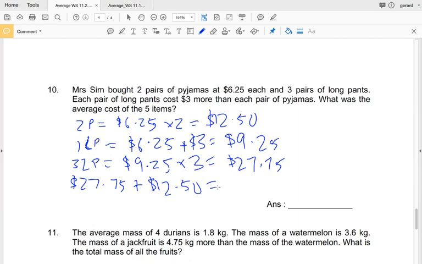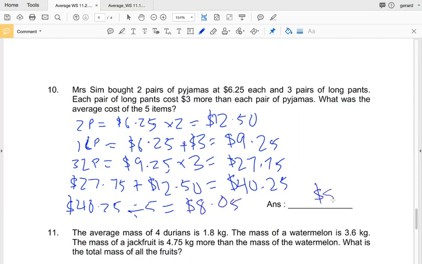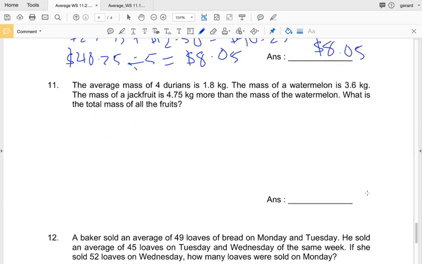$27.75 plus $12.50 equals $40.25. Average cost of the 5 items, $40.25 divided by 5 equals $8.05. Got it? Yeah. Question 11.